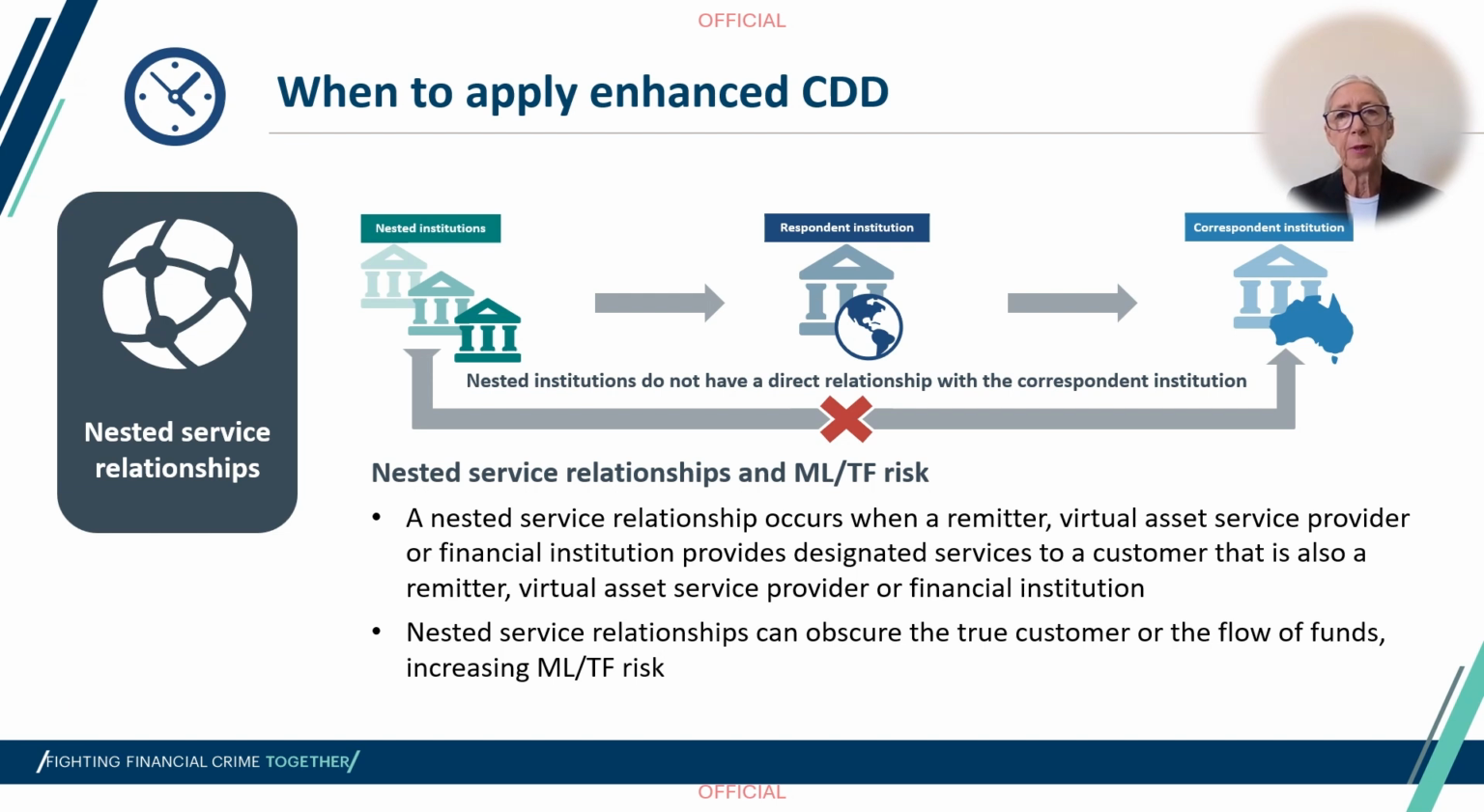Nested relationships can obscure the true customer, the flow of funds, or the nature of the activity. They are common in sectors where one business relies on another to access financial systems, payment platforms, or international transaction channels. The structure can increase MLTF risk because the reporting entity delivering the service may not have full visibility over the downstream customer or how the service is being used. Where a nested services relationship exists, enhanced CDD must be applied to understand the parties involved and the level of MLTF risk they pose to your business. The specific enhanced CDD measures available will be explored later in the webinar.